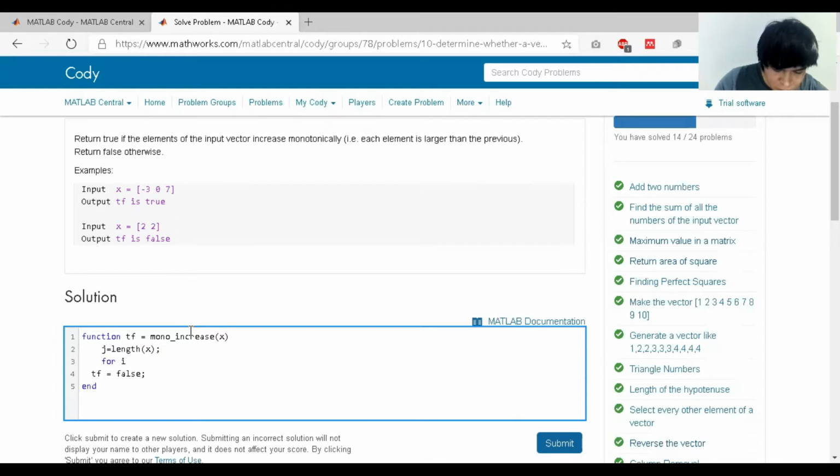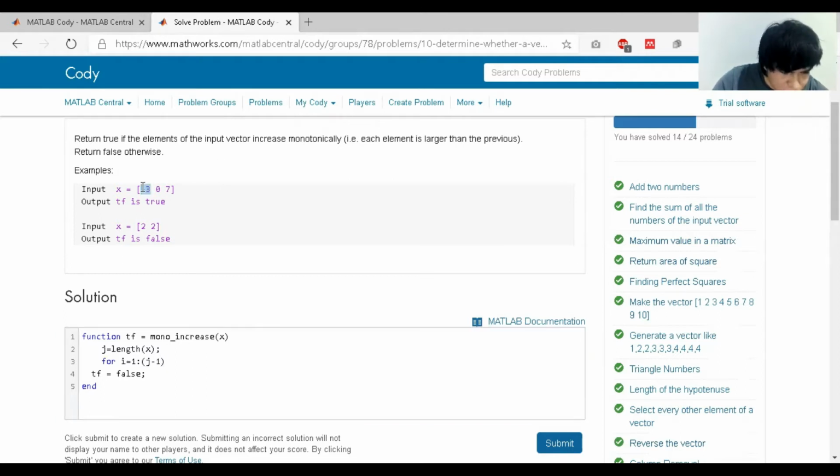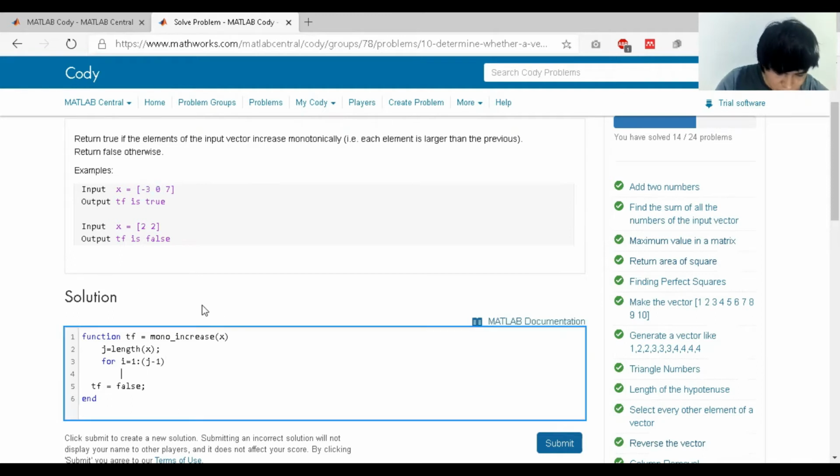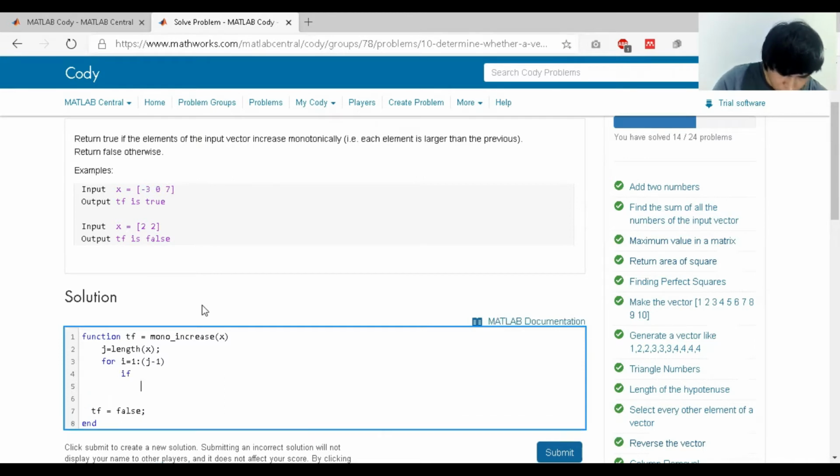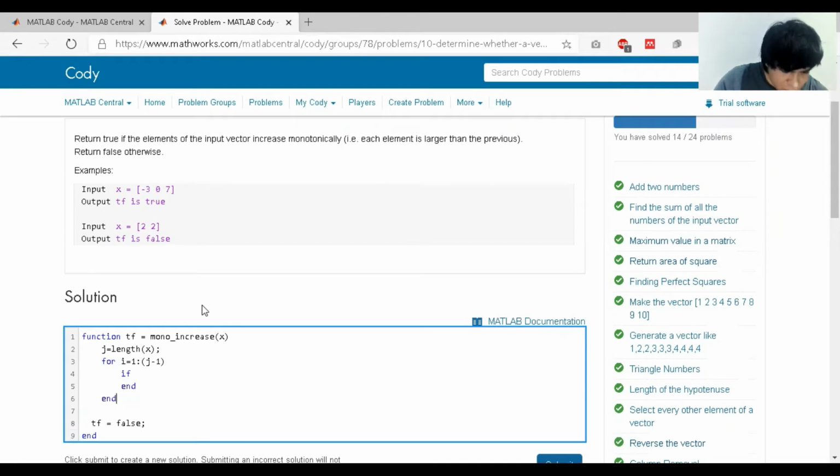For example, for I equals 1, true. Let's say j minus 1 because it's gonna be from the first until the second to last value of the vector. What are we gonna make? Not a for, I guess an if command. If x1 I is bigger than x1 I plus 1, what is gonna happen?